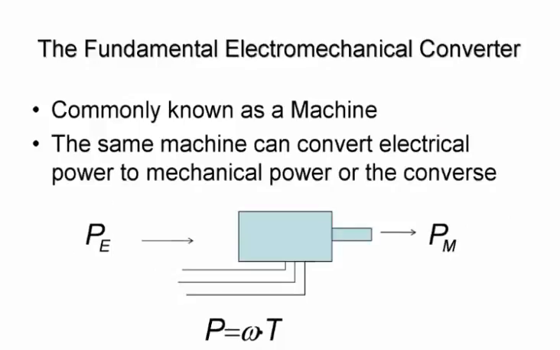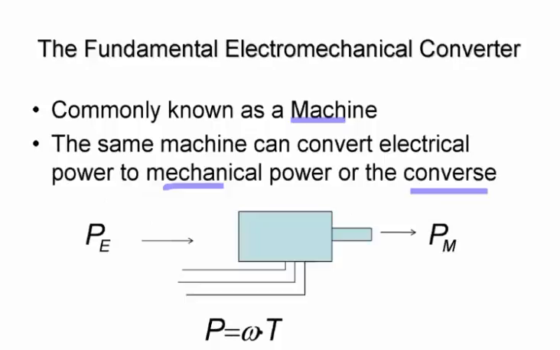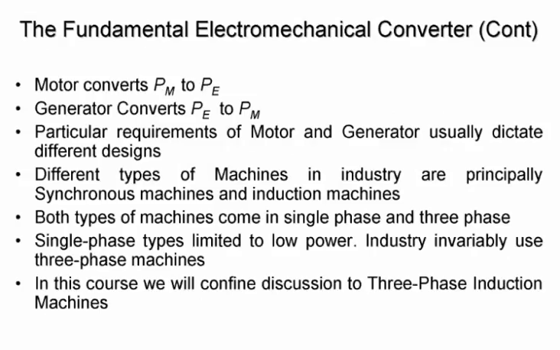So this is then known as a machine, and the same machine can convert electrical power to mechanical power or the opposite. So even if it's an induction motor, there are modes in which it can operate where it actually will produce power and not use power from the supply side. So a motor takes electrical power and converts it into mechanical power, and a generator is just the opposite.